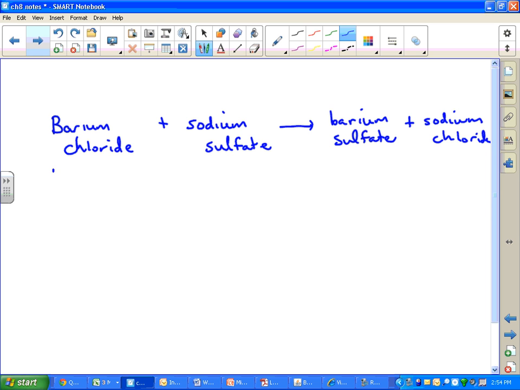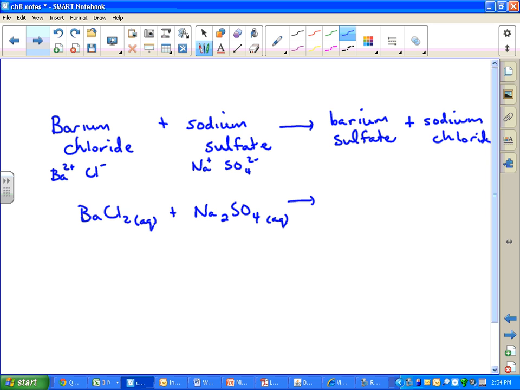Barium chloride is, remember, Ba2 plus and Cl minus, so that's BaCl2 solution. Sodium sulfate, sodium ion is Na plus, the sulfate is SO4 2 minus, so it's Na2SO4 solution. Forms barium sulfate, and I said that that was a precipitate, so I'll put a little PPT there so you know that. Barium is 2 plus, sulfate is 2 minus, so I know that the formula is just BaSO4, and that's a solid because it's a precipitate. And then sodium chloride, Na plus, Cl minus, that's 1 to 1, so NaCl, and that's aqueous.